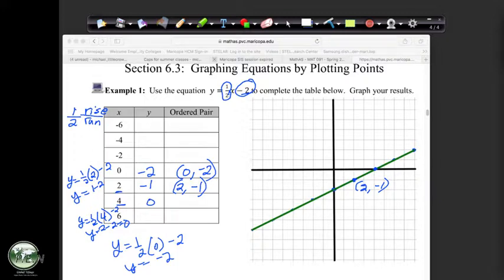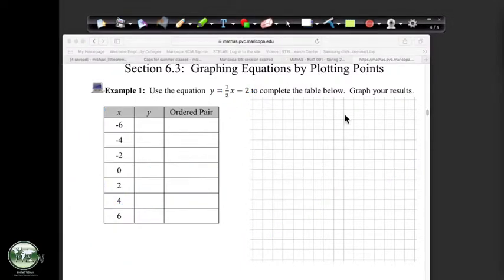Okay? And again, if you at least give this one a try, I'm giving you a preview of how we're going to be graphing these, but you'll see soon enough.